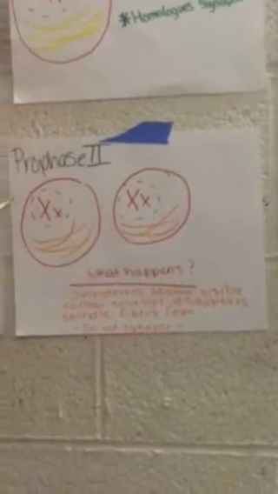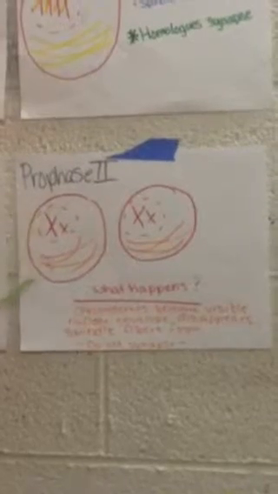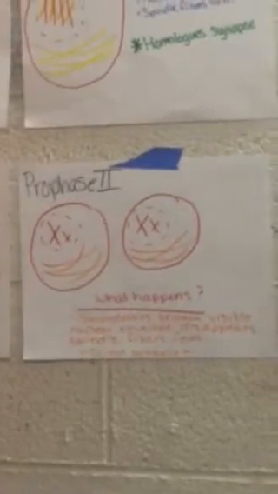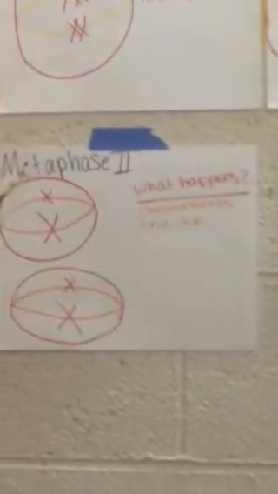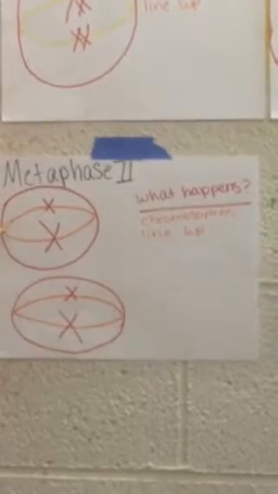Prophase 2. This is when chromosomes become visible, the nuclear envelope disappears, and spindle fibers form. The homologs do not synapse. Metaphase 2. This is when chromosomes line up in the middle of the cell and attach to spindle fibers.